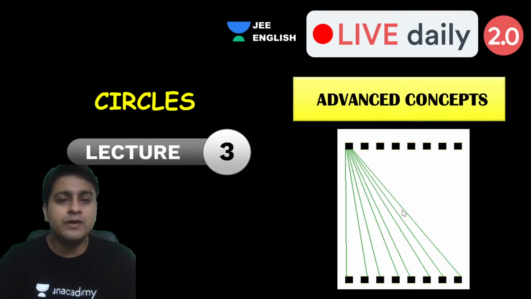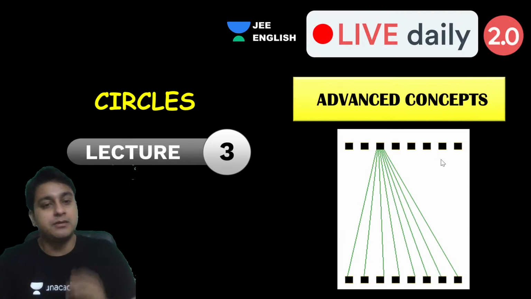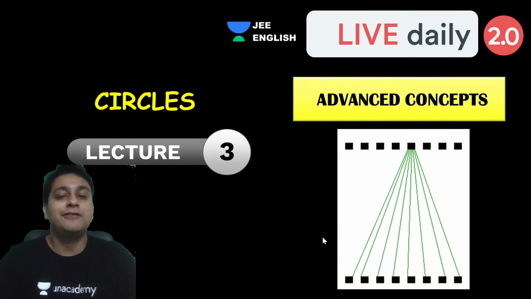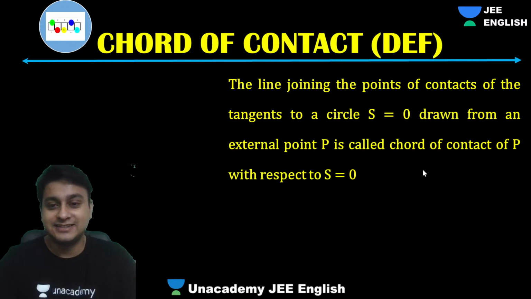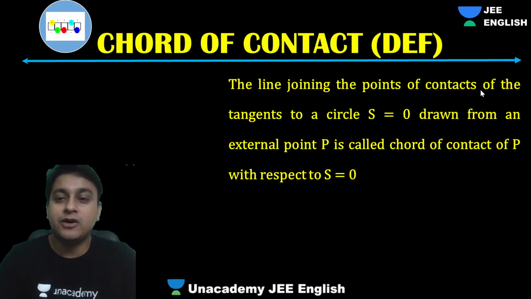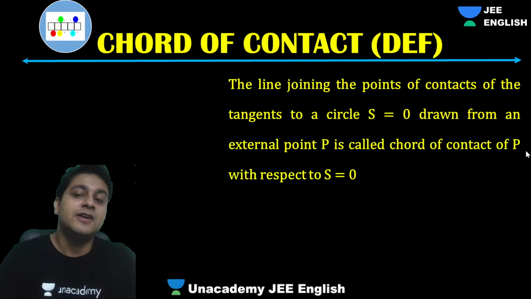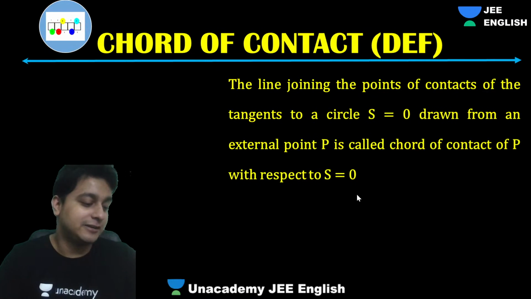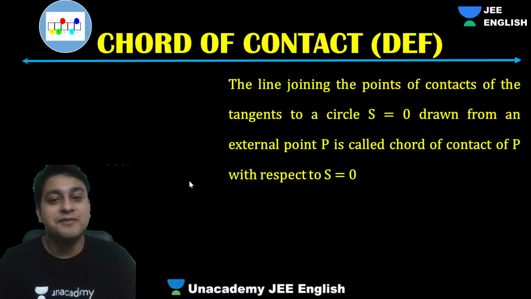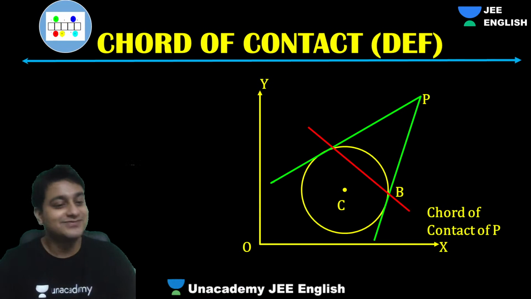So now, guys, without wasting any time, let's begin this amazing concept of chord of contact. The line joining the points of contact of the tangents to a circle S equals 0, drawn from an external point P, is called the chord of contact of P with respect to the circle. Now let's see the diagram and you'll understand it better.